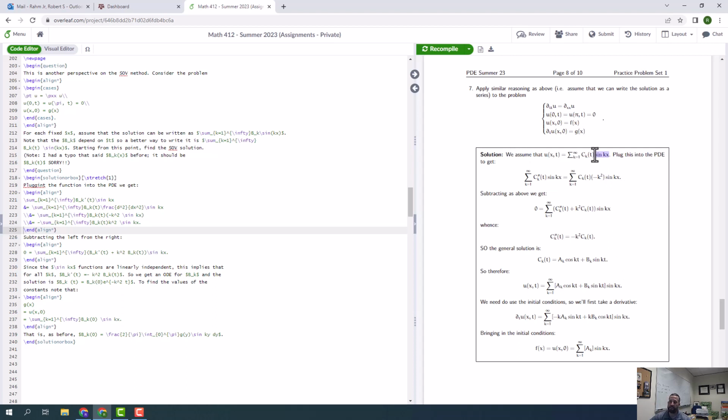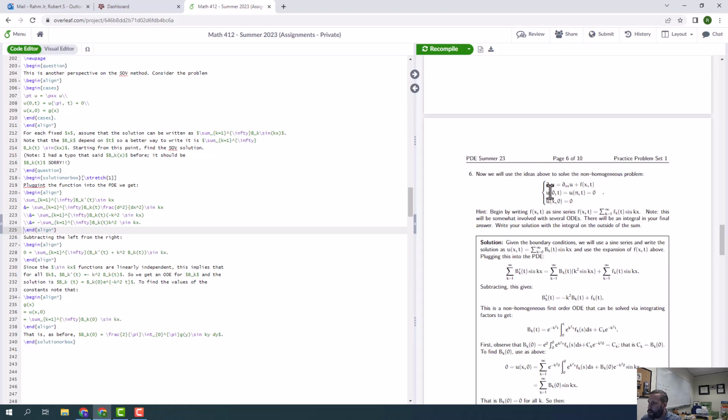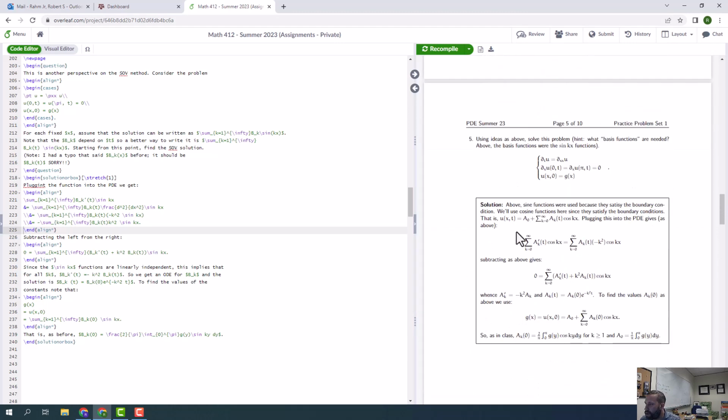In principle, I could have used cosine kx here, and it would have satisfied everything here except for the boundary condition. But it's a boundary value problem, so the boundary condition is kind of important here. So we want to make sure that we pick basis functions that satisfy the boundary conditions. And that's why we picked, for this problem, cosine functions.